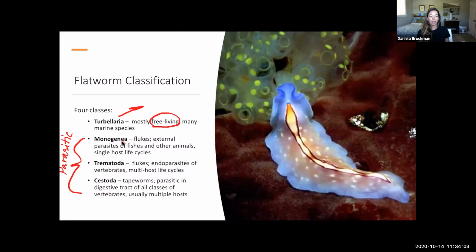The Monogeneans are gonna be oftentimes external parasites, and they have a single host. The trematodes tend to be endoparasites and have very complex multi-host life cycles. And then the cestodes are also internal parasites that tend to parasitize the guts of animals like mammals, okay, think tapeworms.